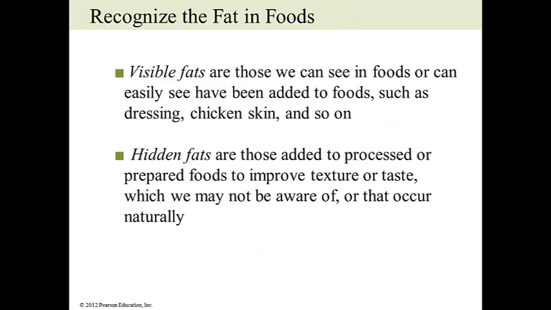Now let's look at the fats that are actually in foods. Visible fats are those that we can see in our food or can easily see that have been added to our foods, such as salad dressings, chicken skins, and so on. Now, hidden fats, on the other hand, are those that are added to processed or prepared foods to improve the texture or the taste, which we may not be aware of, or that occur naturally.